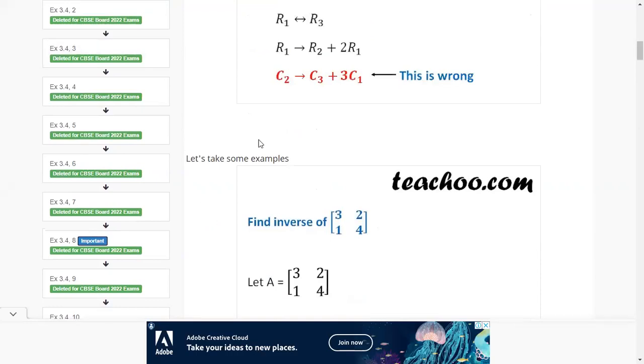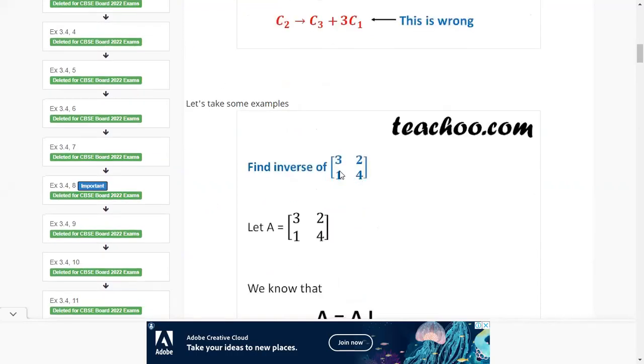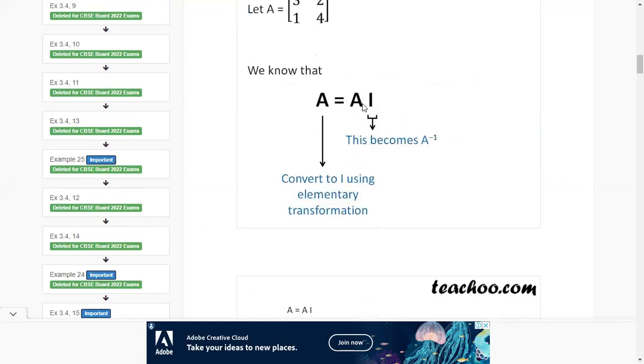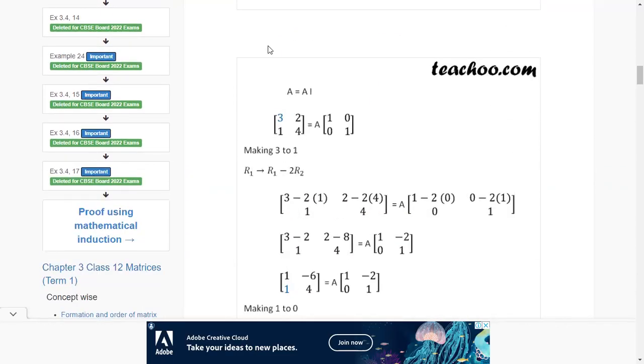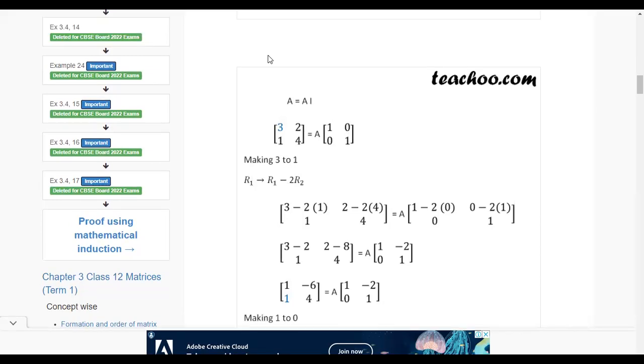If they ask to find the inverse of a matrix, here they have asked for the inverse of a square matrix. The first row has 2 elements, 3 and 2. The second row has 2 elements, 1 and 4. How to find the inverse? Yes, adjoint, but we are not discussing adjoint now. We'll only concentrate on inverse.